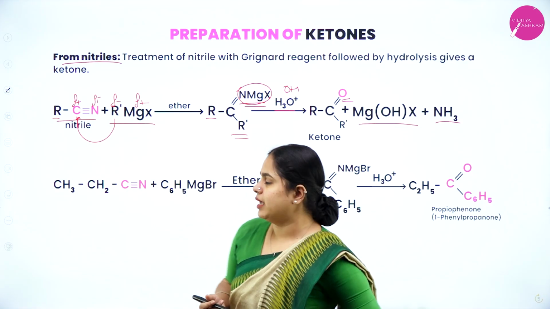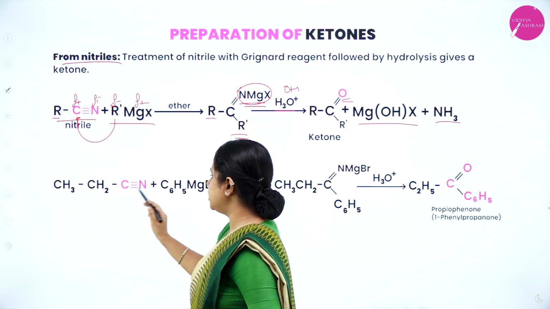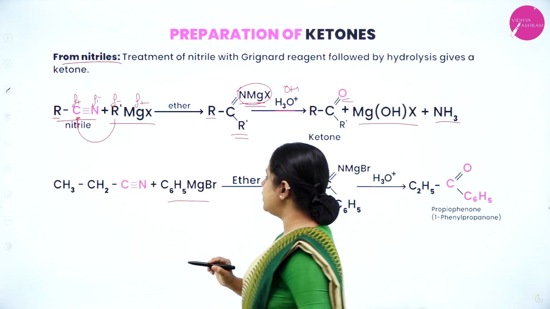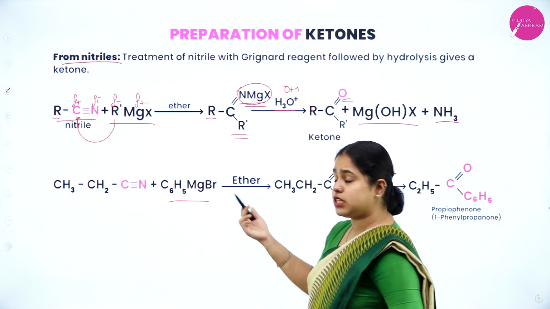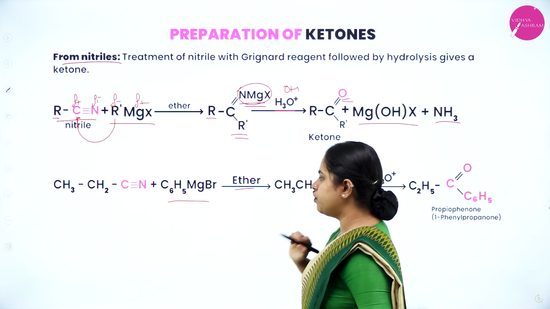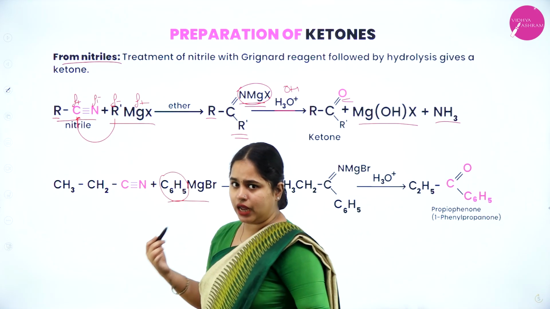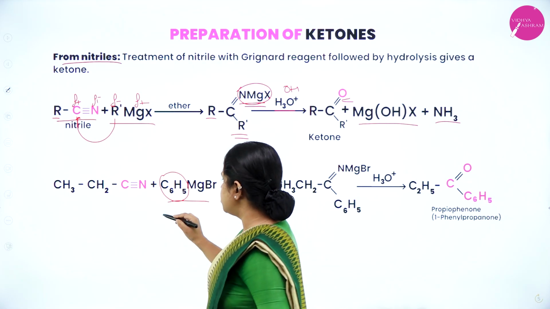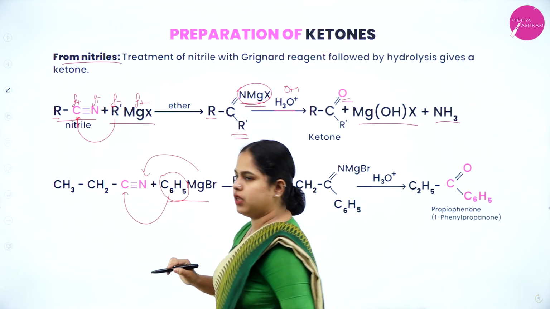So now let's take another example of an ethyl nitrile. That is CH3CH2C triple bond N, which reacts with phenyl magnesium bromide, that is C6H5MgBr, in presence of ether. Again, what is going to happen? The alkyl part is this one. So it is an aryl group actually, C6H5. So this is going to get attached to the carbon. The MgBr part is going to attach to the nitrogen.